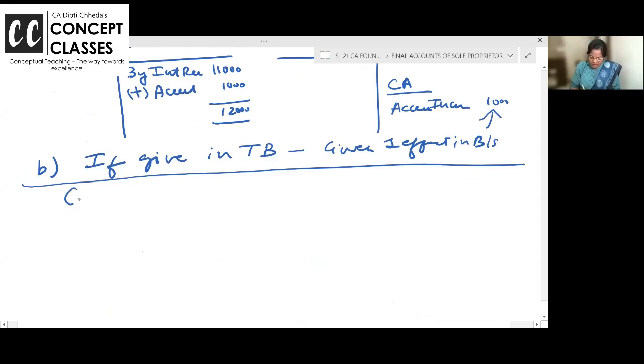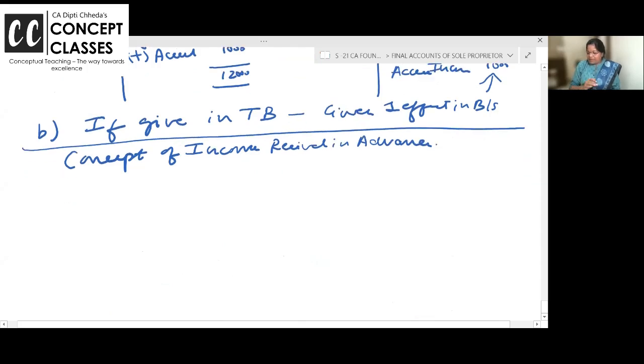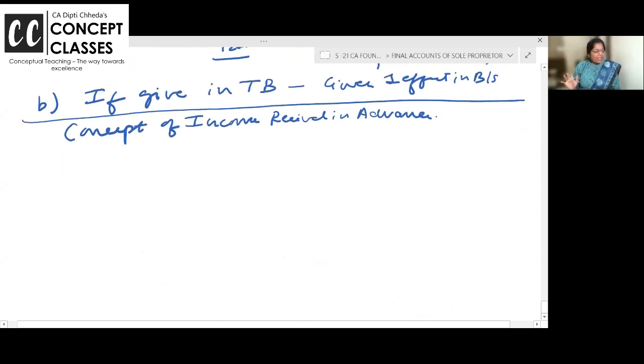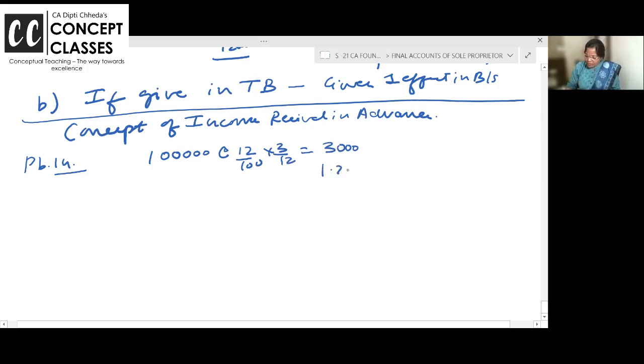So let us take the concept of income received in advance. Concept of income received in advance. Problem number 14. Loan of 1 lakh is given at the rate of 12% into 3 by 12, 3 months. So 3 months interest is coming to 3,000. But this is from 1st February to 30th of April. Cut off is 31st March.